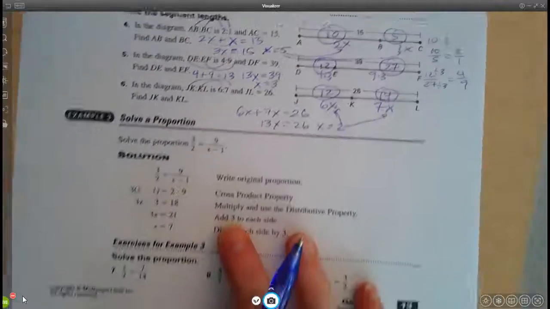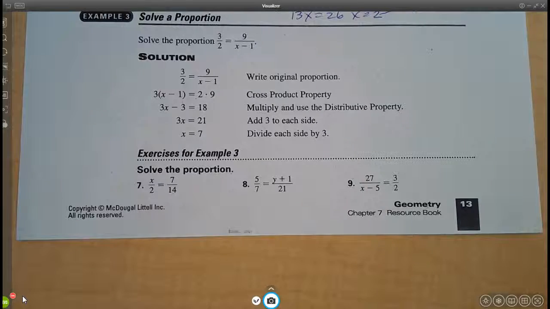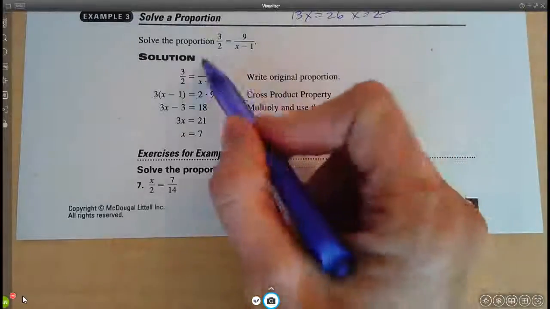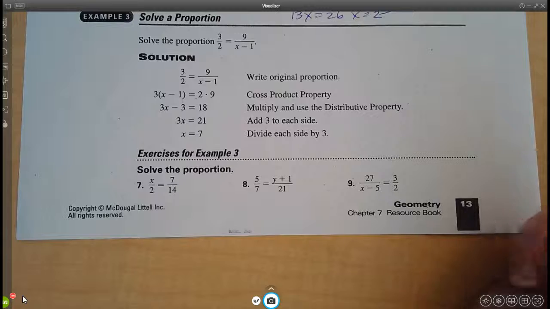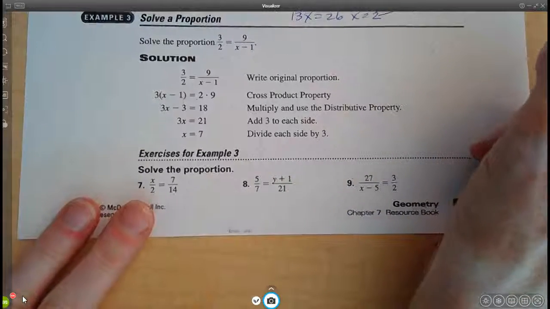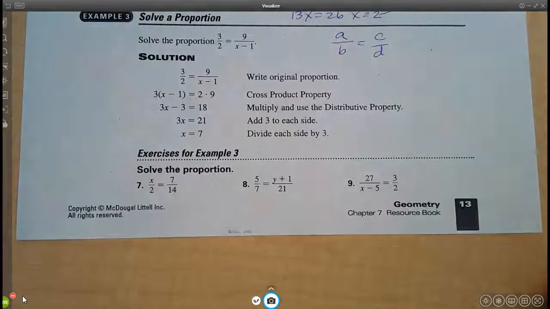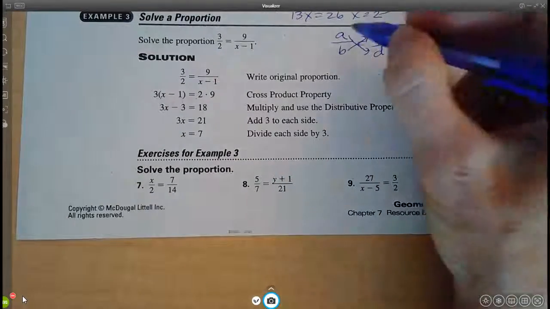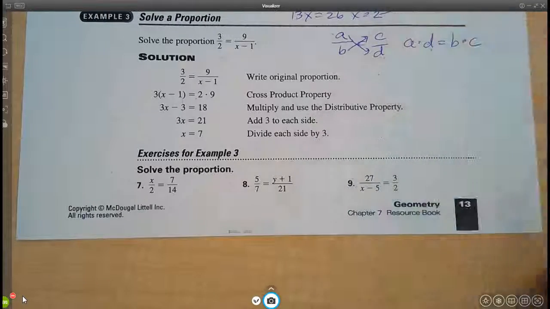All right, and then the last task. The last task here, we're using the cross product property to solve a proportion, to find a value of x that would make these two equivalent ratios, right? The definition of a proportion. There is a common error that people may make in this situation, but before we get to that, let me just mention that a to b equals c to d. Using the cross product property says that a times d would be equal to b times c.